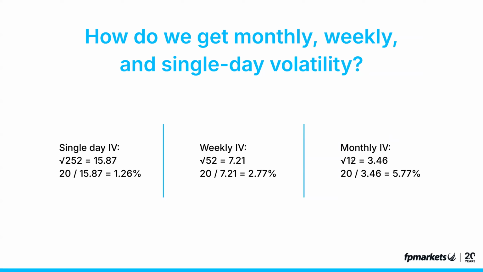Then we look at monthly IV. Again, the square root of 12, so that's 12 months to a year, is 3.46. We divide the annualized rate by 3.46, and this gives us a monthly IV rate of around 5.8%. So we know based on this what the market is expecting over the next 30 days. So if you're a medium-term swing trader, this could be something to take into account.